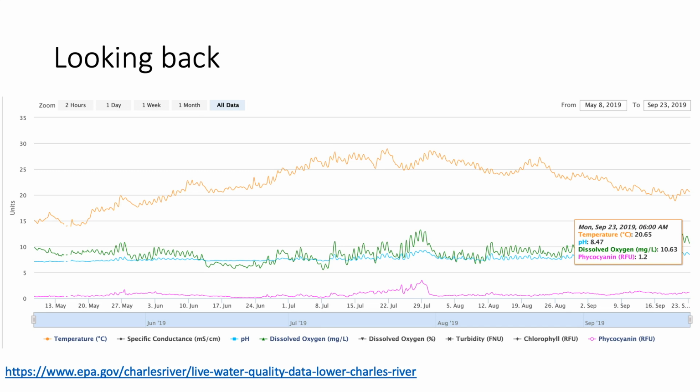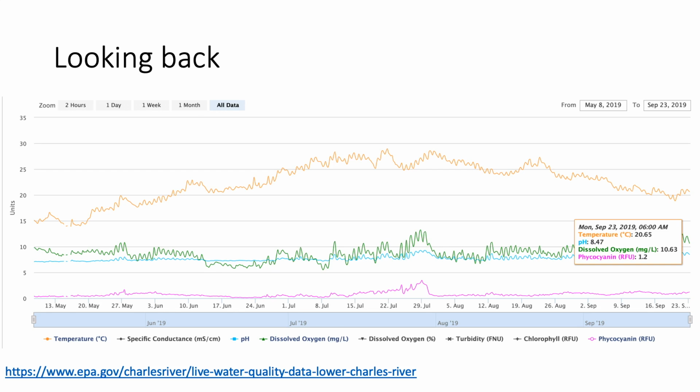The most recent reading that they had was from Monday, September 23rd, which was last week, and you can see that the pH was around 8.5, which is similar to what you guys measured. The dissolved oxygen that they had was around 10.5, which is a little bit higher than what you guys had, but again, it changes, we know, based on the temperature and the day.